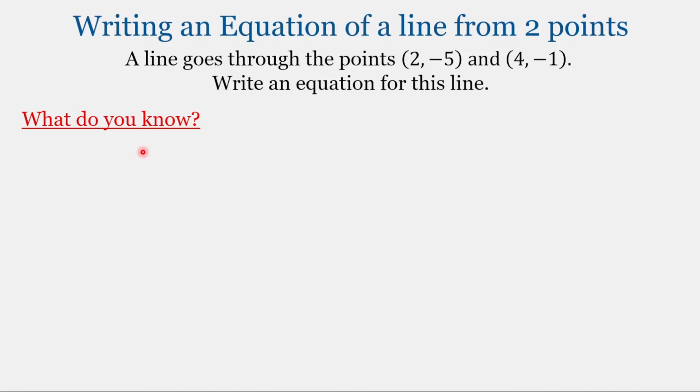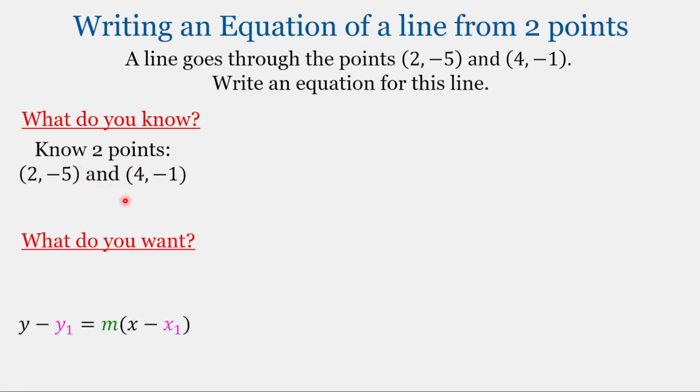So what do we know? Well, we know 2 points. But what do we want? Well, we want to write an equation for this line. It doesn't say what form. So let's write this in point-slope form.